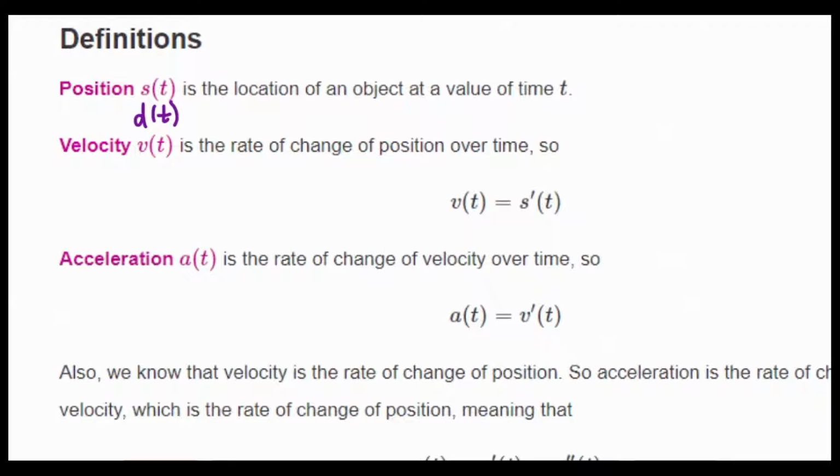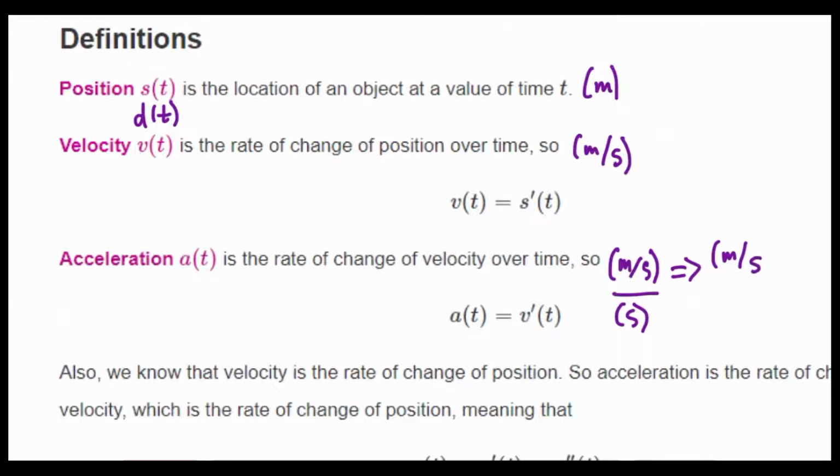So first of all, position S of t is the location of an object at a value of time t. Velocity, V of t, is the rate of change of position over time. So velocity is equal to the derivative of position. Position is measured in meters at a given time. Velocity or speed is meters per second. And acceleration is the rate of change of velocity over time, so it's meters per second per second, or meters per second squared.